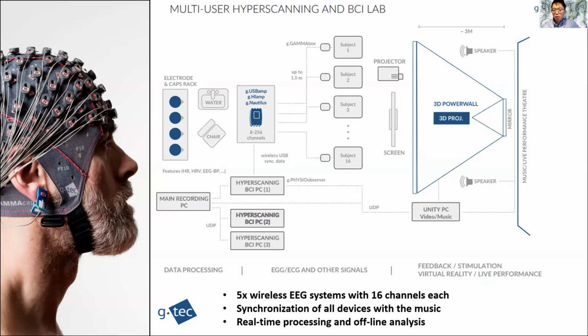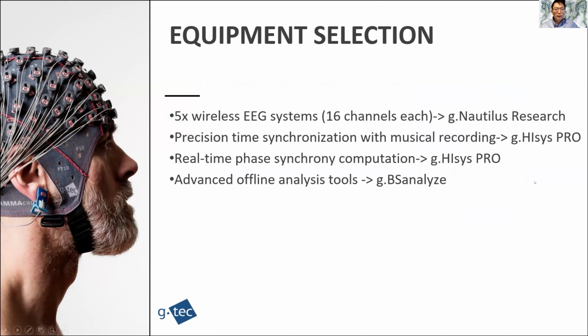And with a wireless system, they also have the freedom to move around while they're performing. As you may know, many musicians have this natural movement while they're performing. This is very common in a music performance. And in the end, we need a comprehensive offline analysis to make everything happen.